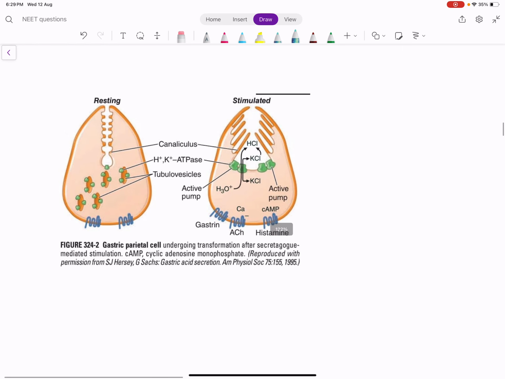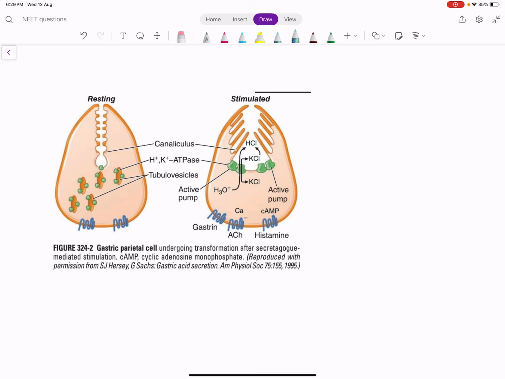This is another image of the gastric parietal cell. So whenever we think of the parietal cell, we always remember the H plus K plus ATPase pump, also called the proton pump. Because this proton pump or H plus K plus ATPase pump is the one which is inhibited by PPIs. Now we have newer categories apart from proton pump inhibitors, that is PCABs, potassium competitive acid blockers.